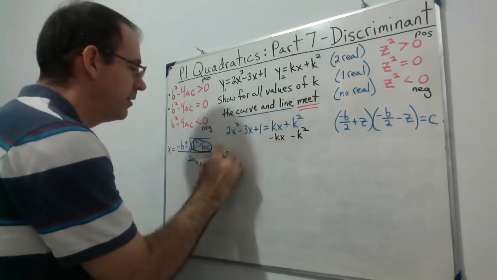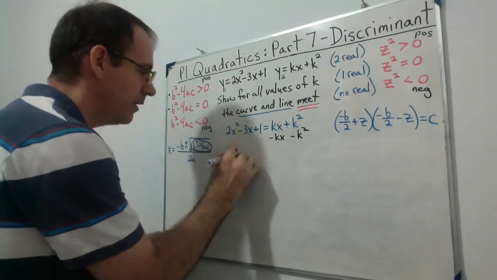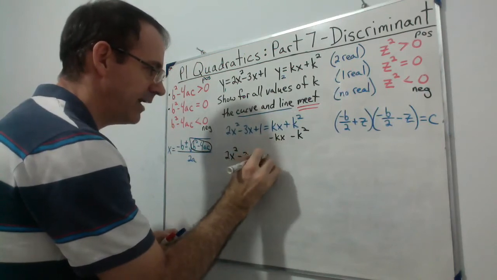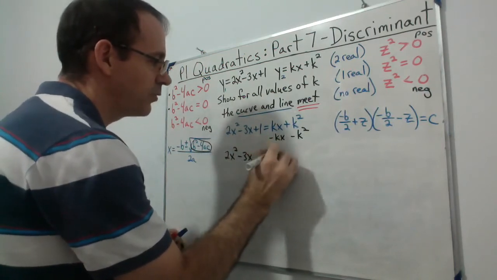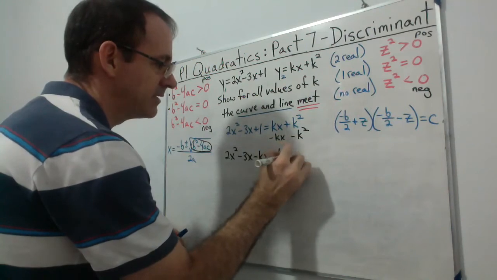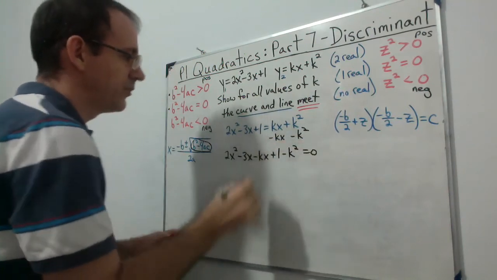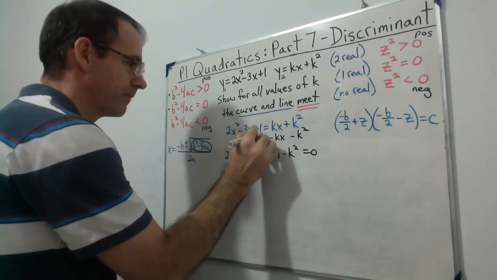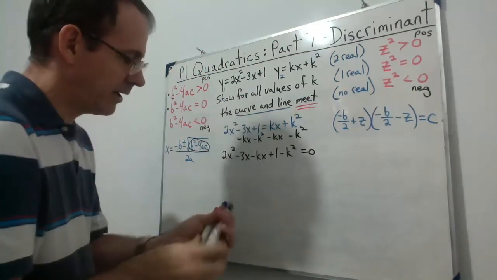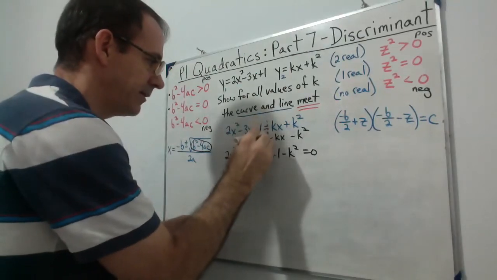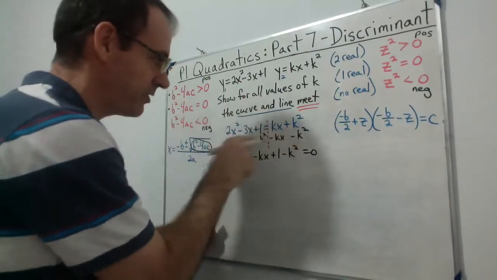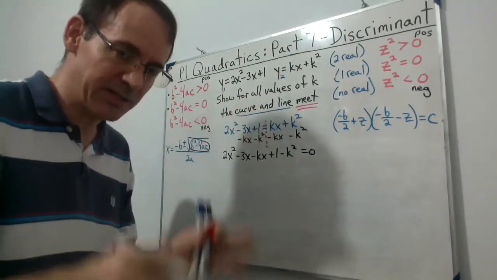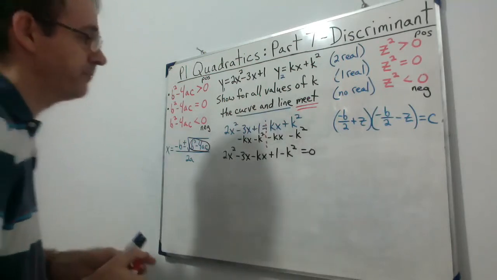So here we have 2x squared minus the 3x. This is also an x, so minus kx, and then we have a plus 1 and our minus k squared equals 0. If you want to put it on both sides so that you can see that we've kept our equality here. Here's our boundary line. We did the same thing from both sides, and we line them up by like terms. That's important when you're working in algebra.